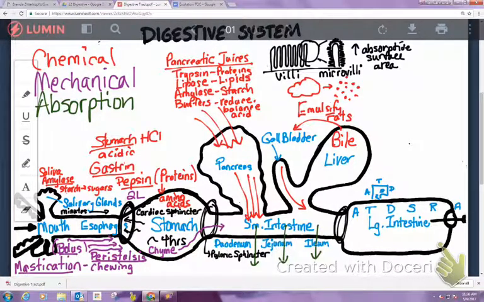Okay. So absorption here, what's getting absorbed? Nutrients, as we just spoke about. Nutrients, water, and vitamins. In your stomach, however, there are a couple of things. Alcohol and aspirin can go through the stomach. That's why aspirin is so hard on your stomach.